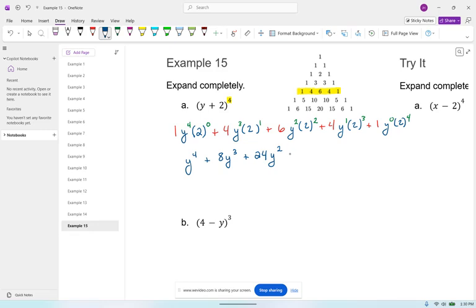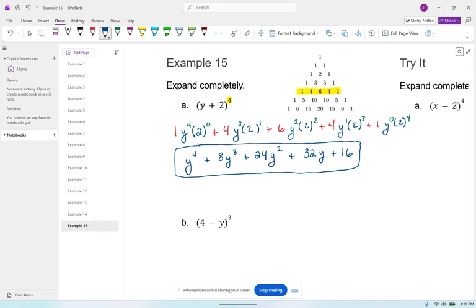And then on to our next term, we have 4, y to the first, 2 to the third. 2 to the third is 2 times 2 times 2, or 8. And 4 times 8 is 32. 32y. We don't need raised to the first. And then we have 1 times y to the 0 times 2 to the fourth. 2 to the fourth is 16. So we'll have 16 there at the end.